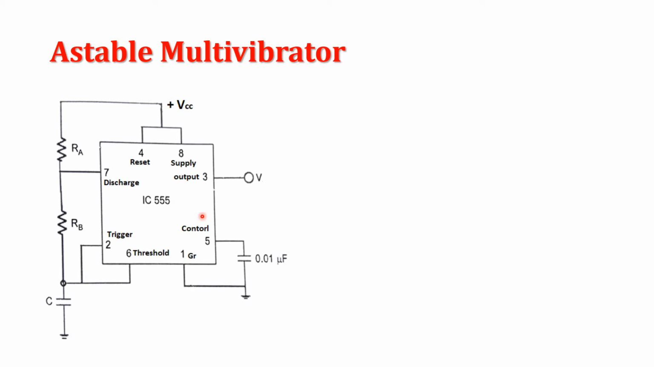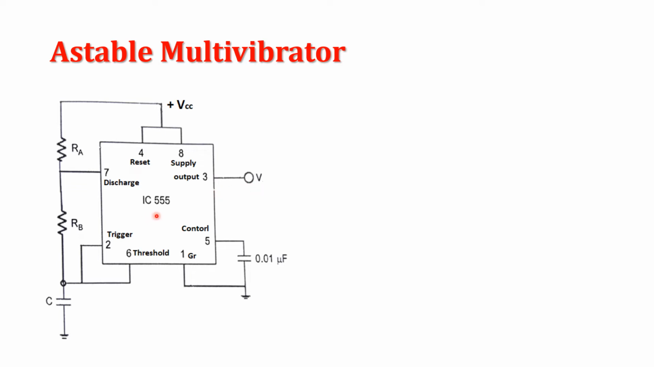Now, what is its circuit diagram? That is shown here. The circuit diagram which we represent here shows IC555 whose pin connections are given to the external components like RA, RB, capacitor, supply, and then we measure its output at terminal 3.